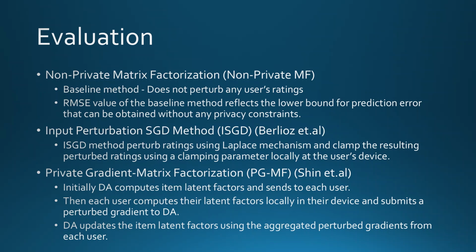In the SGD method, they used a calibrated Laplace mechanism to perturb each user's ratings. The key idea here is to perturb the rating using the Laplace mechanism and clamp the resulting perturbed rating using a clamping parameter if it goes out of bound. So this is done locally at the user device. And at the DA, again we are going to use SVD in order to do the rating prediction.